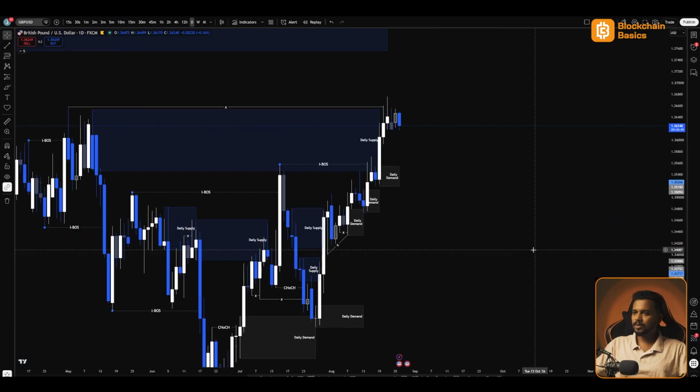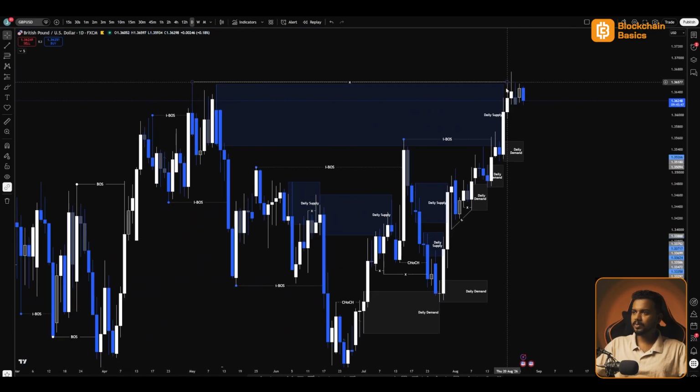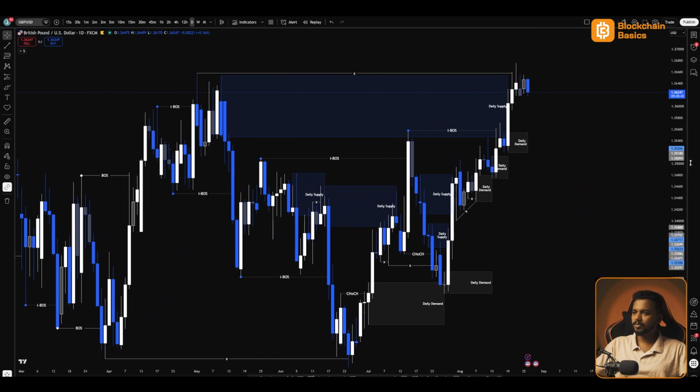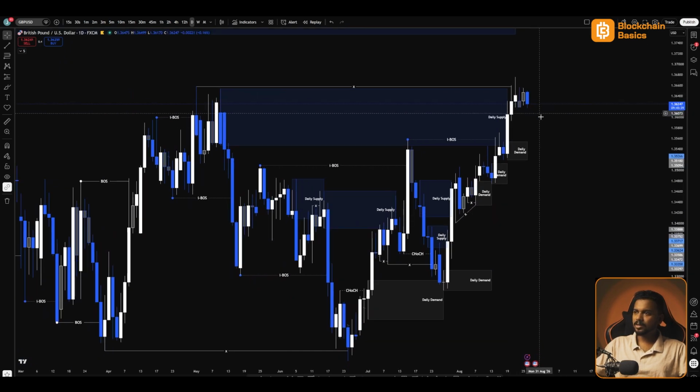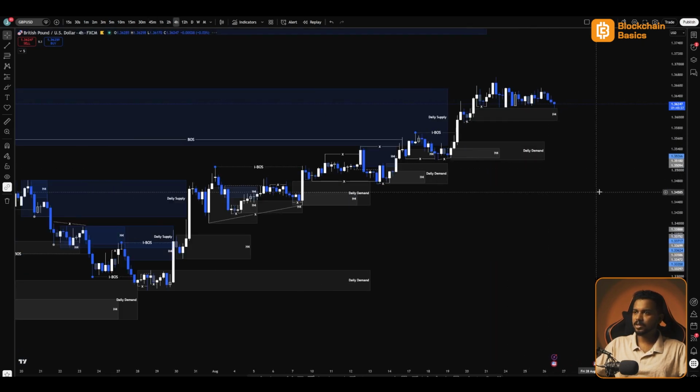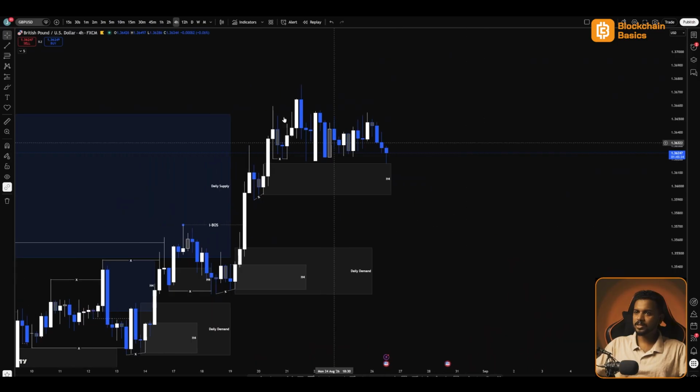So on GU, looking at the daily time frame, there is no change yet. We are still consolidating over here after sweeping these highs. So no information from the daily time frame, it's still consolidating. So let's see on the H4. Looking at the H4, you can see that we have been consolidating over here for a few days.